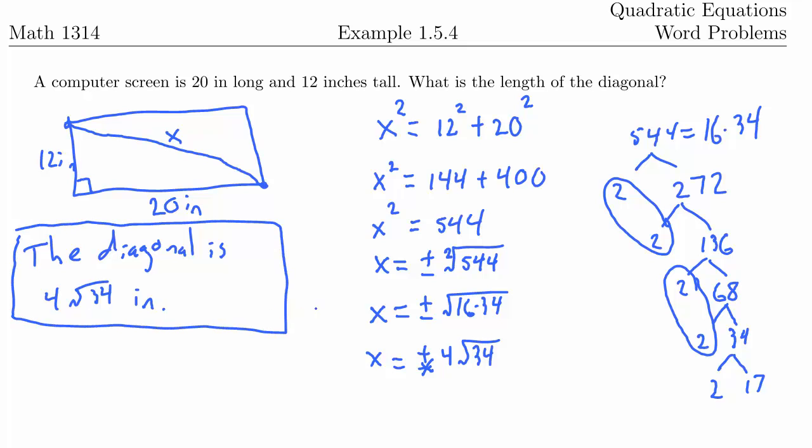If the problem had asked you to round this to a certain number of decimal places, you could have simply typed in the square root of 544 and rounded to the nearest decimal place that was asked for.